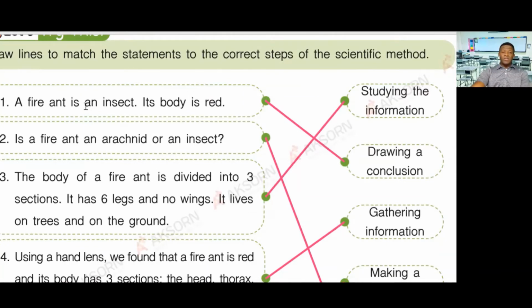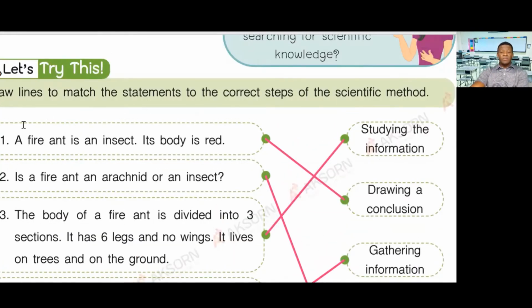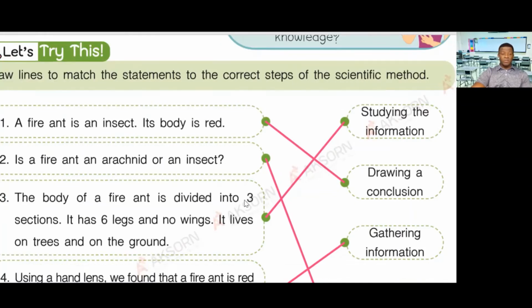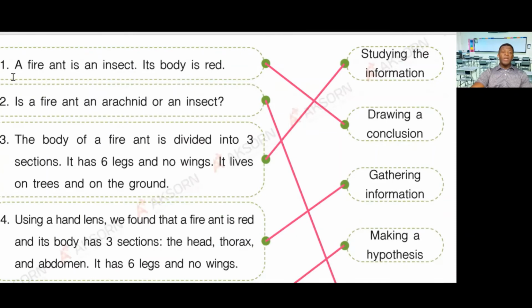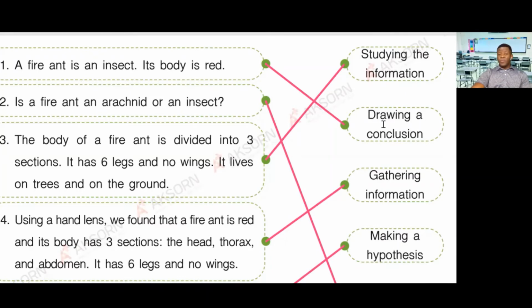so let's try this activity. Draw lines to match the statement to the correct steps of the scientific method. So the first one, a fire ant is an insect. Its body is red. What kind of statement is this? It is a conclusion. Here they are drawing a conclusion that a fire ant is an insect and its body is red.